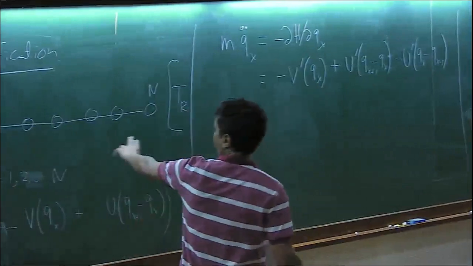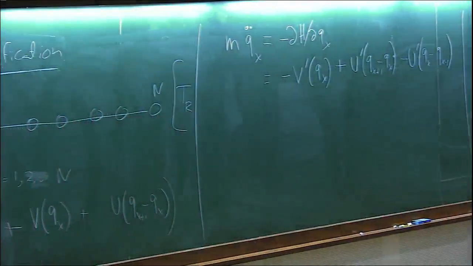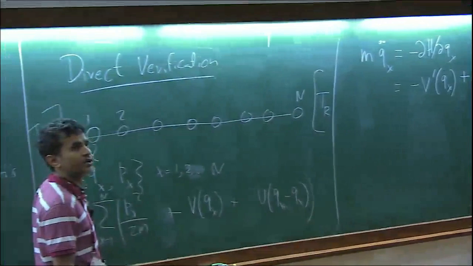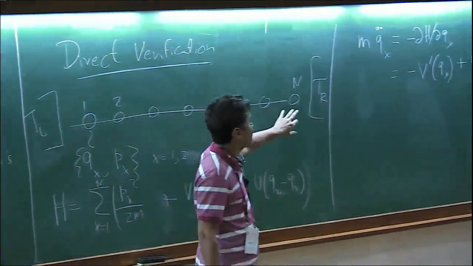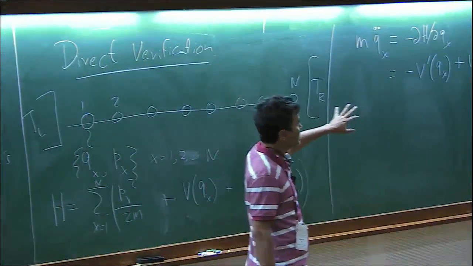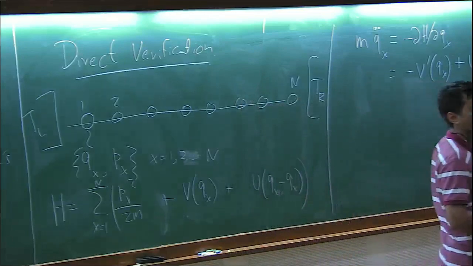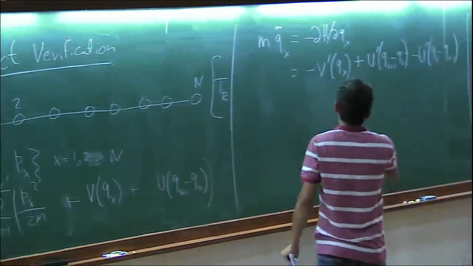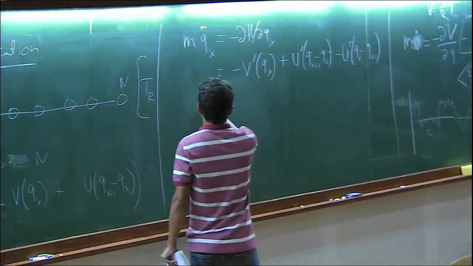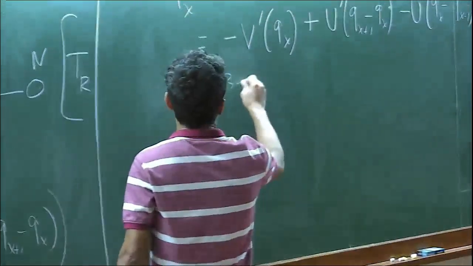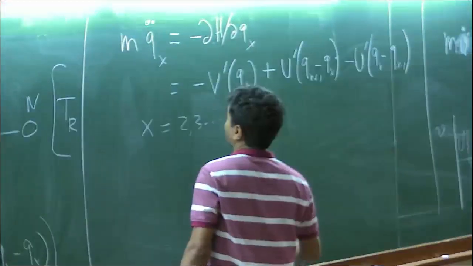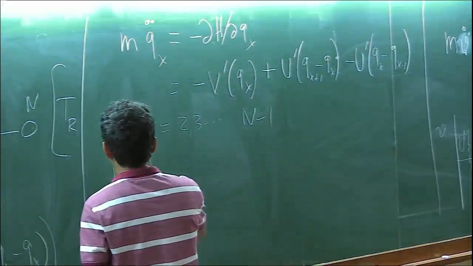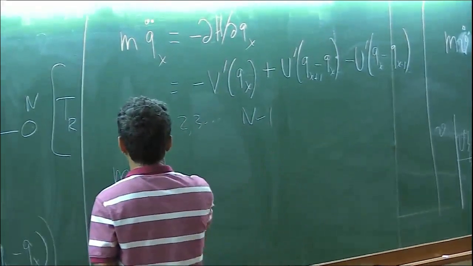So for our chain, for this guy we'll write a Langevin equation corresponding to whatever temperature, and for this guy we'll write a different Langevin equation with a different temperature. So they just have different temperatures. Therefore, these equations are valid for x equals 2, 3, to n minus 1, and for the first guy, I write something like m q1 double dot.